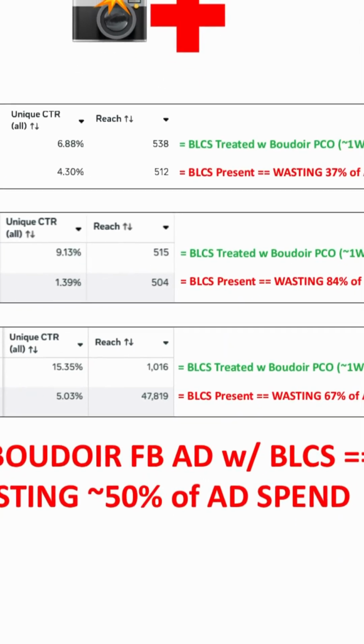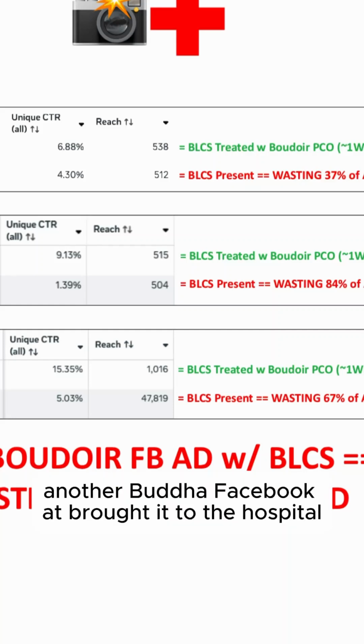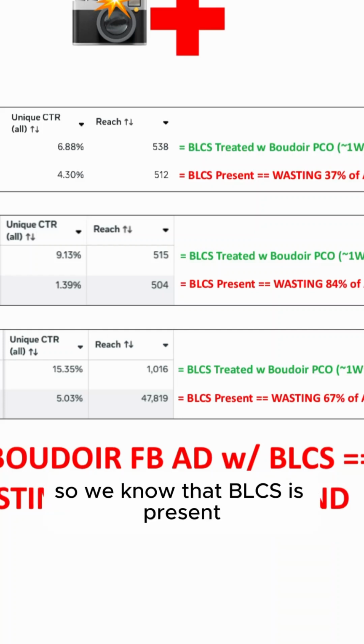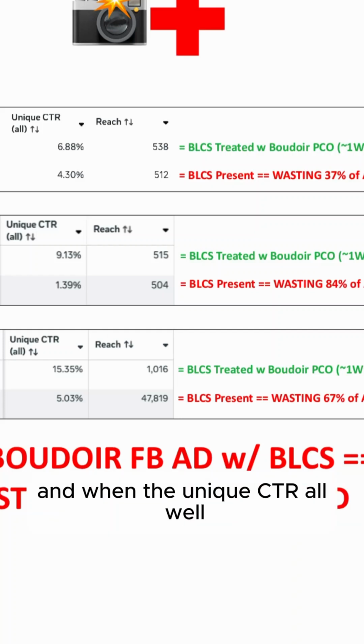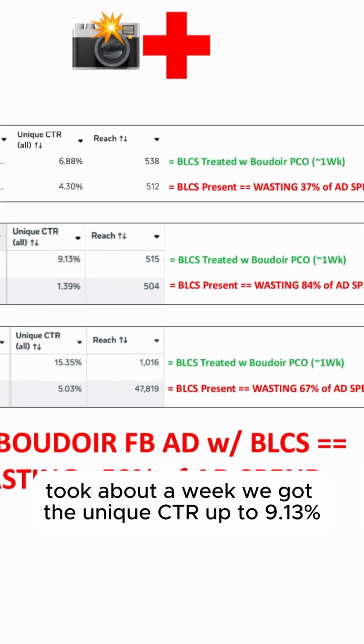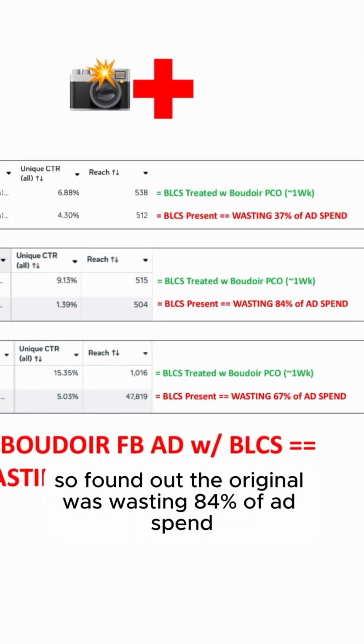Next, found another Boudoir Facebook ad, brought it to the hospital, tested it. Unique CTR 1.39%. So we know that BLCS is present. And when we duplicated it, treated with Boudoir Pico, took about a week, we got the unique CTR up to 9.13%. So we found out the original was wasting 84% of ad spend.